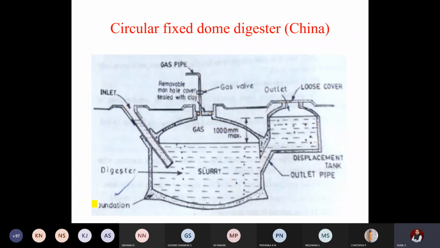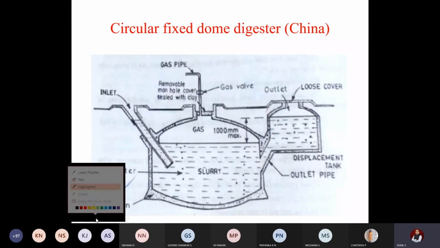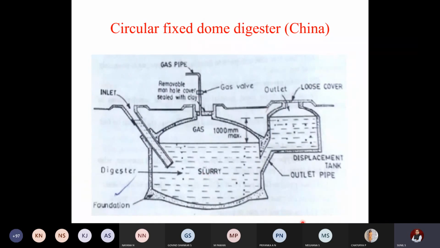So the principle of working is the same, only design and construction are different. So this is about the circular fixed dome digester, or it is called a fixed dome digester, or a circular digester, or a China model, or it is also called the Janata model.